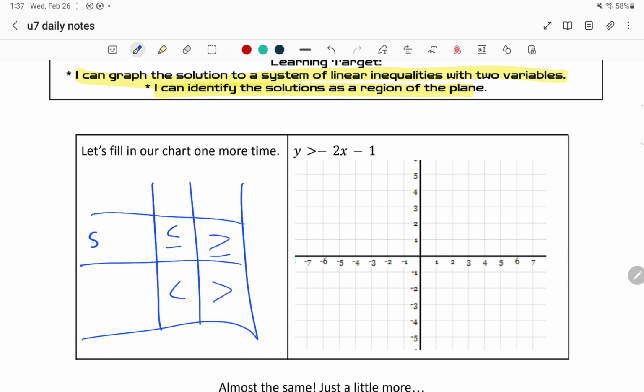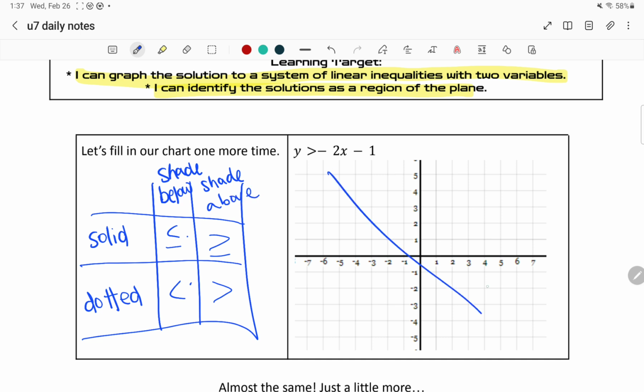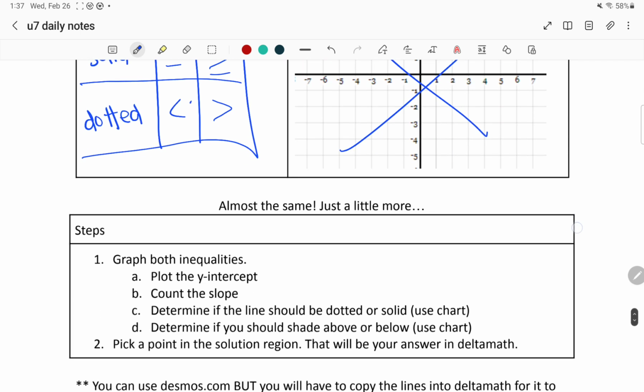Okay, if it's equal to, it's solid. If it's not equal to, it is a dotted line. If it's less than, so less than or equal to or less than, it is below. You shade below. If it's greater than, we shade above. Okay, we're not going to do that problem.